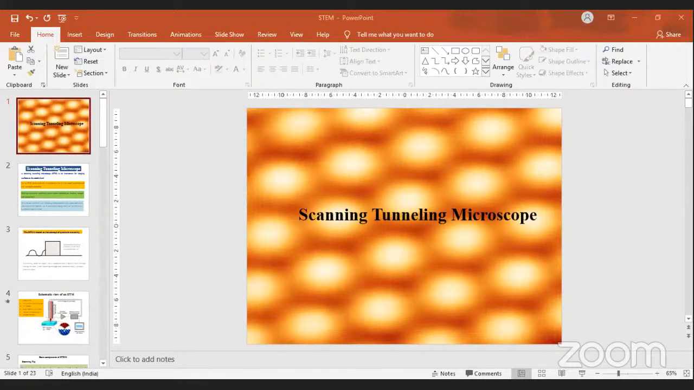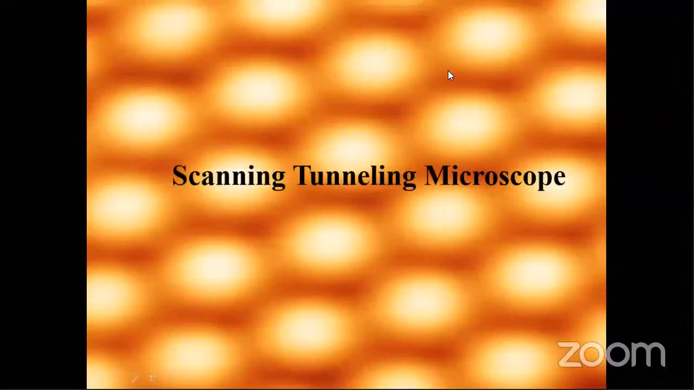Another kind of microscopy, that is scanning tunneling microscopy. It will be used to study the surface behavior of the material. This is the scanning tunneling microscope. Okay, let's see. The name is tunneling.